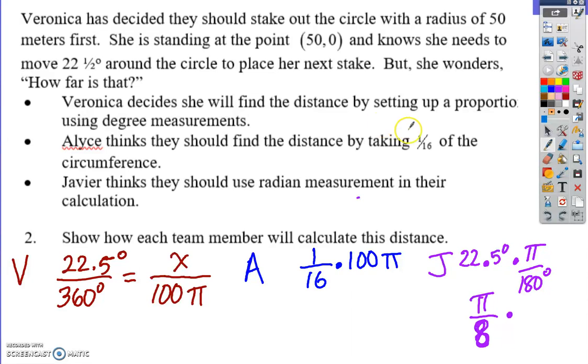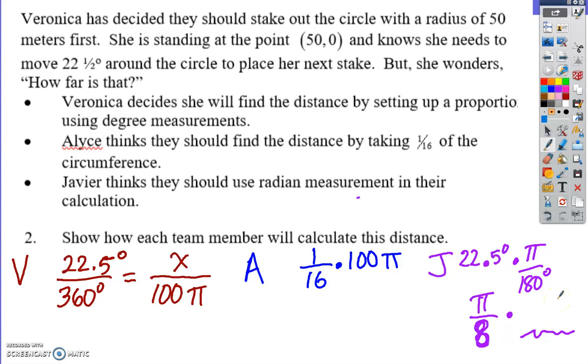Right, so Veronica said she's going to set up a proportion, so here's Veronica's proportion. You'll still need to find out what x is. Alice said they should take 1/16 of the circumference. So there's my circumference, and there's my 1/16. The reason, of course, it's 1/16 is because it's cut into 16 pieces. Javier says they should use radian measurements, so I've just converted 22.5 degrees into radians as 0.8. I'm not quite sure what to multiply it by, so keep thinking about that.